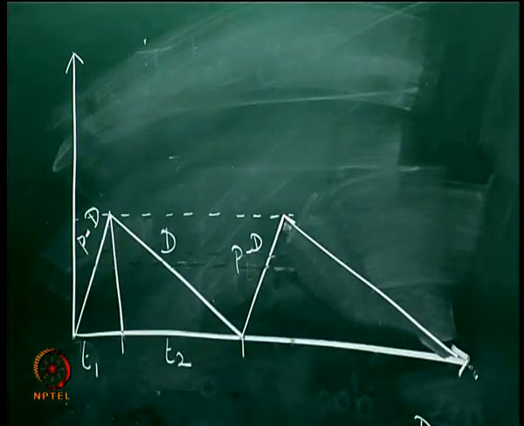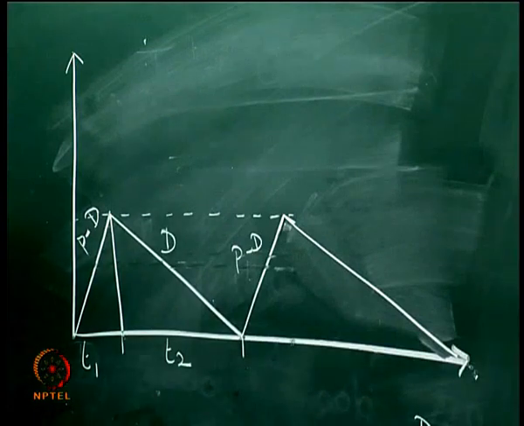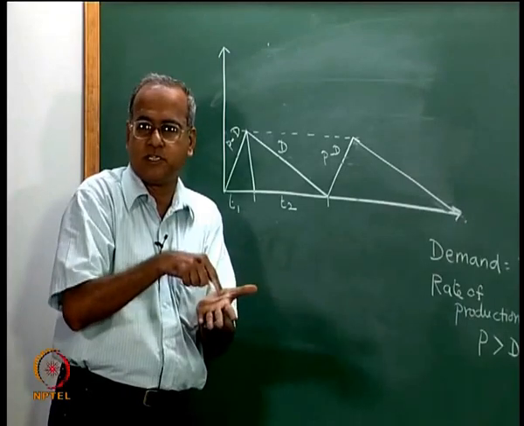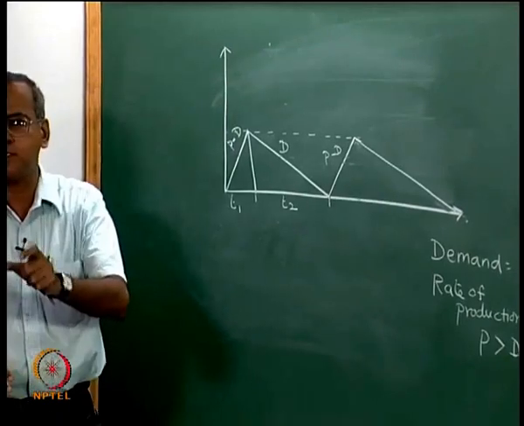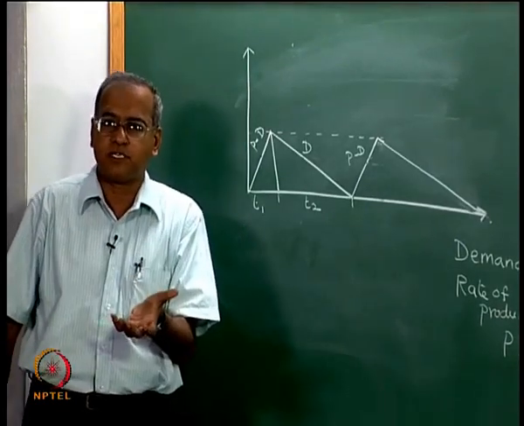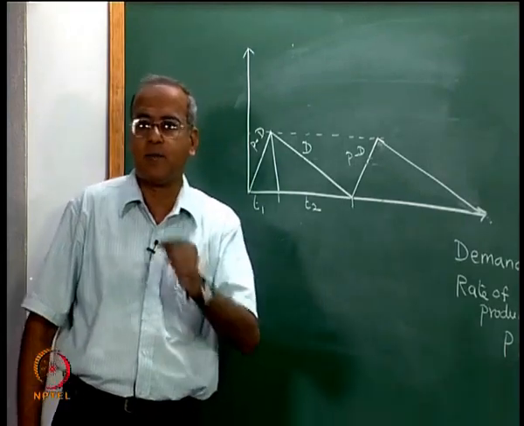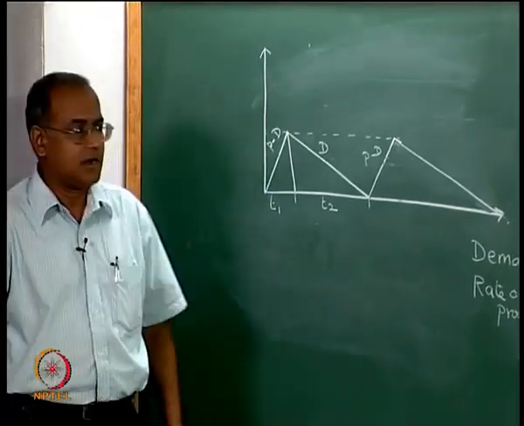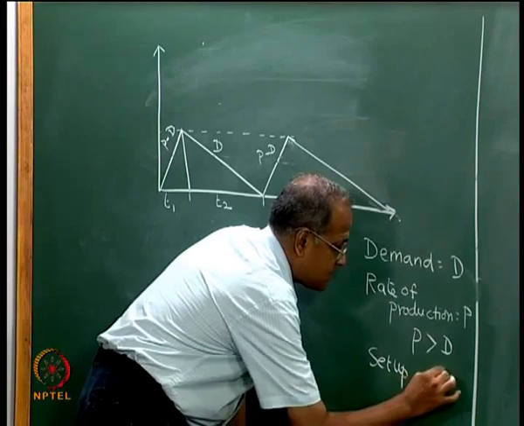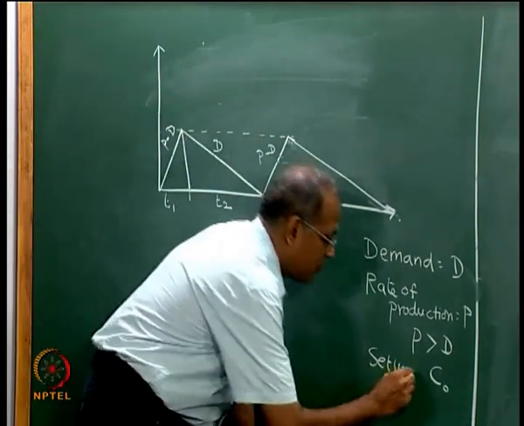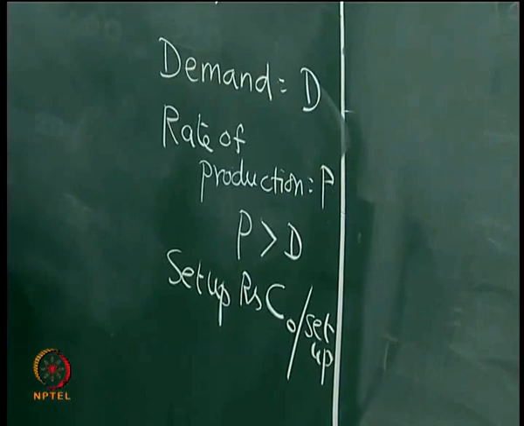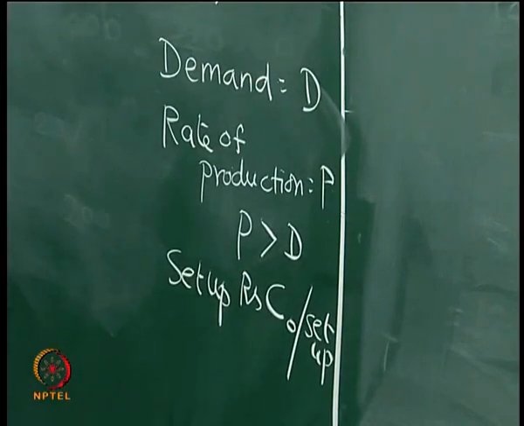So, we will assume that this machine would be used to produce some other thing during this period T 2, and therefore, when we come back and start making this item again on this machine somewhere here, we need to set up this machine, which means every time we start production of the item, we have to set up the machine to produce the item, and therefore, there is a setup cost associated with the system. Now, for the sake of uniform notation, let us assume that the setup cost has the notation C naught, rupees C naught per setup. So, every time this machine is set up to produce this item, there is a C naught per setup.